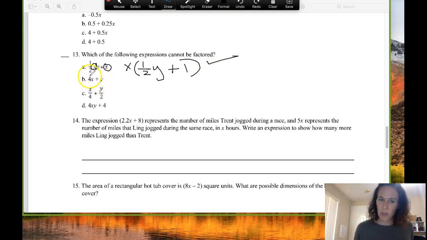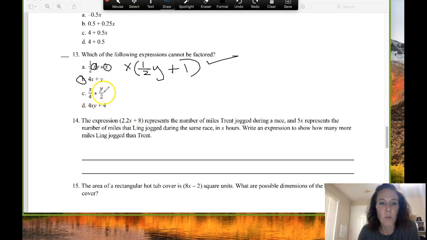In this term, is there anything these two have in common that I could divide out or factor out? 4x is here and a y here. So they don't have a coefficient in common. They don't have a variable in common. So this one has nothing to factor out. So I'm going to go with B. This one cannot be factored. It's most factored. Let's just check C and D just so we understand the concept.